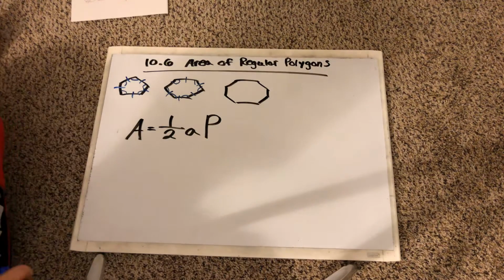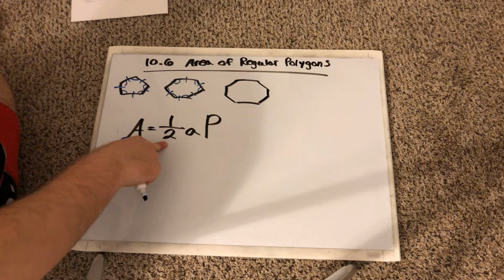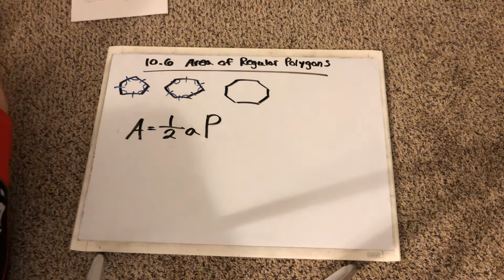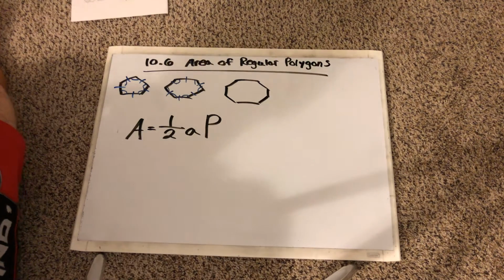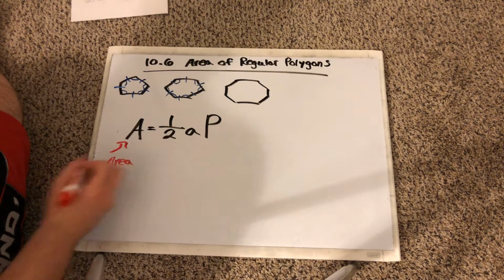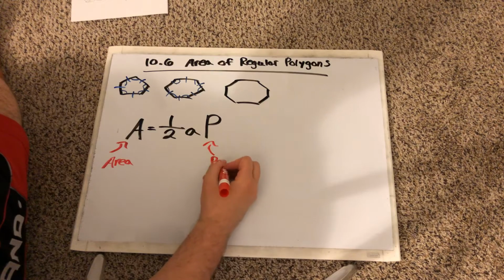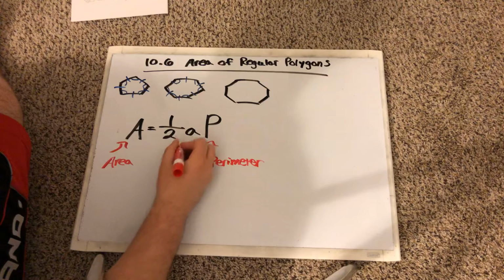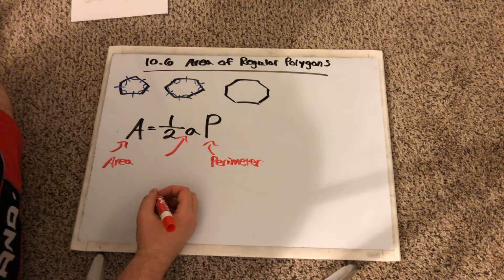And the formula is: the area is equal to 1/2 times little a times big P. And you may be wondering, hey, what are these letters? Well, we know big A is always going to be area, P is going to be perimeter, and little a is this new word we're going to figure out, and it is called apothem.